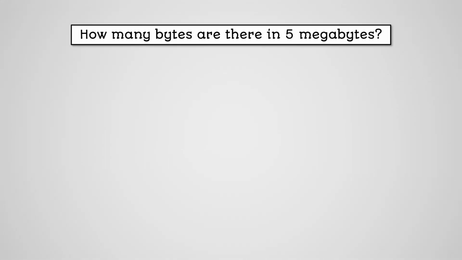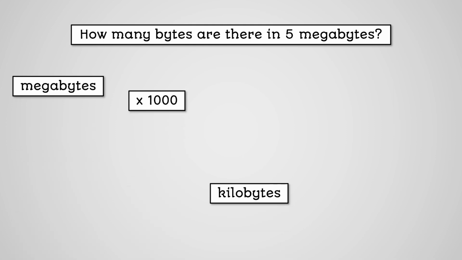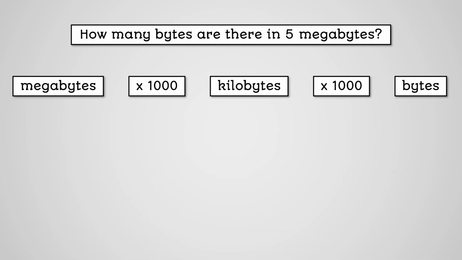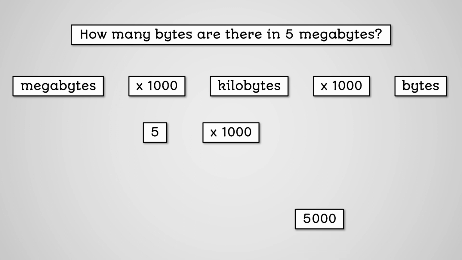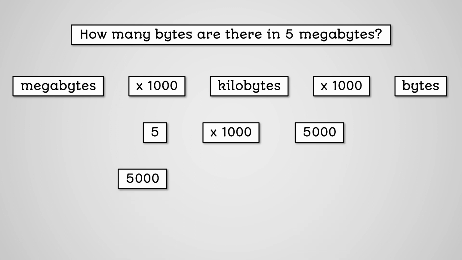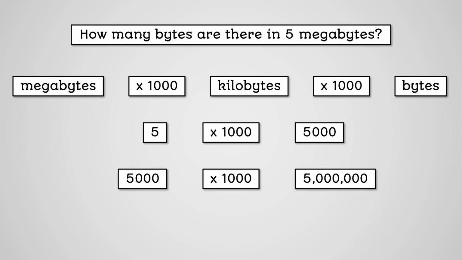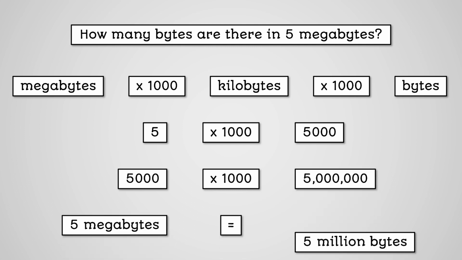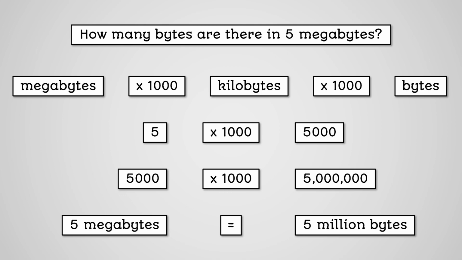How many bytes are there in 5 megabytes? A megabyte is 2 units larger than a byte, so we'll need to multiply by 1,000 twice. 5 multiplied by 1,000 is 5,000, and 5,000 multiplied by 1,000 is 5 million. So 5 megabytes equals 5 million bytes.